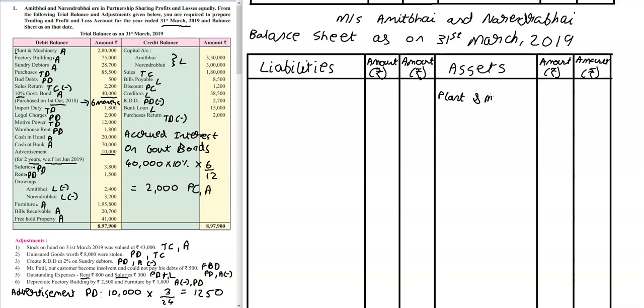Plant and machinery, 2,80,000. Next, we have factory building, which we can put right below. Factory building. And we have an adjustment which we will complete as and when we reach there. For now, I just put this in the inner column and leave a line.